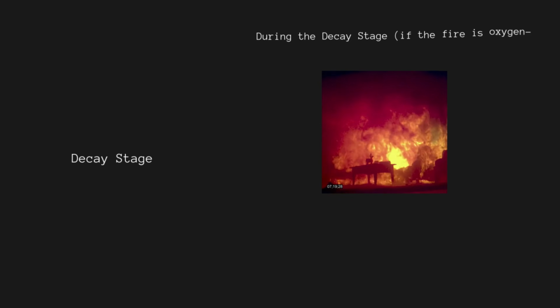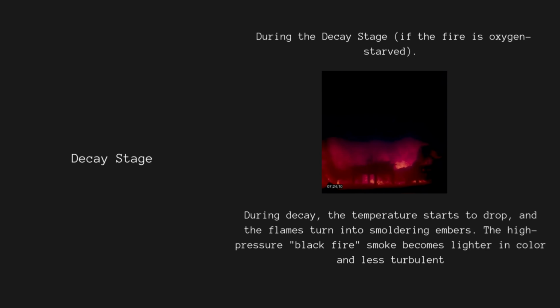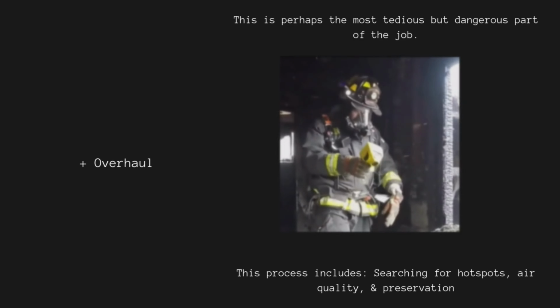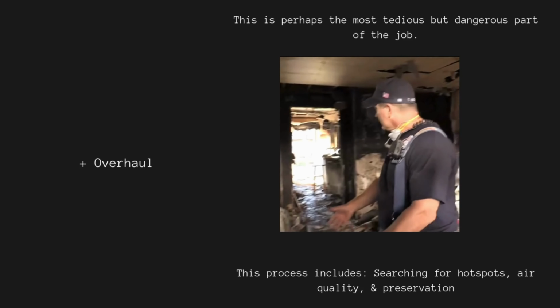The decay stage is the decline of a fire as it consumes the remaining fuel or oxygen, leading to the end of a fire. Finally, overhaul is where firefighters search for and extinguish hidden sparks or hot spots to prevent the fire from reigniting. This reaches the end of our video.